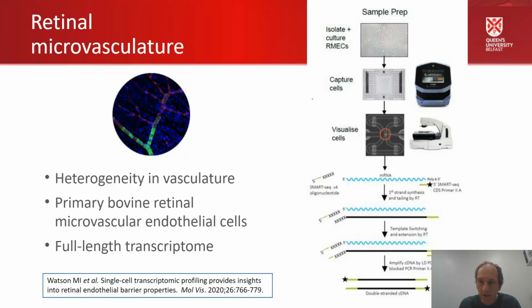So to do this, we used a cell culture model of primary bovine retinal microvascular endothelial cells. And in this case, we used the Fluidigm platform and a full-length transcriptome, which is measured using the SMART-Seq protocol indicated in the diagram on the right. So this allows us to look in a bit more detail at some aspects of the messenger RNA not possible with the 10x platform, which just looks at the 3' ends.